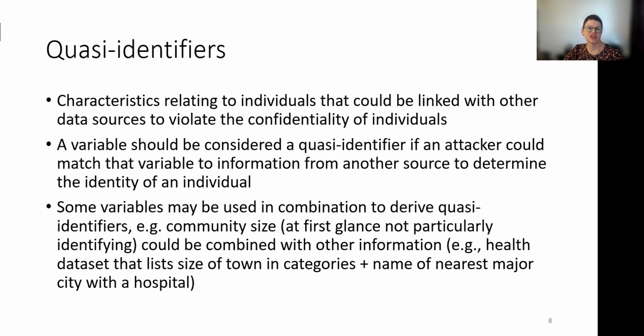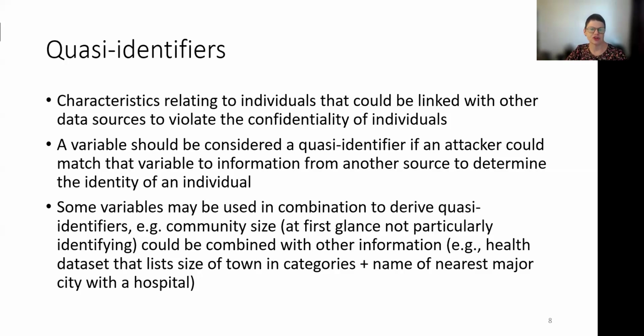Quasi-identifiers are characteristics that aren't considered direct identifiers. They're things you might use to describe a person. Kristi Thompson is a woman, she's Canadian, she's between 40 and 60 years old. She works as a librarian in Canada at the university, at Western University. A variable should be considered a quasi-identifier if an attacker could plausibly link that information to information from some other source, or if it might be something that they could recognize.